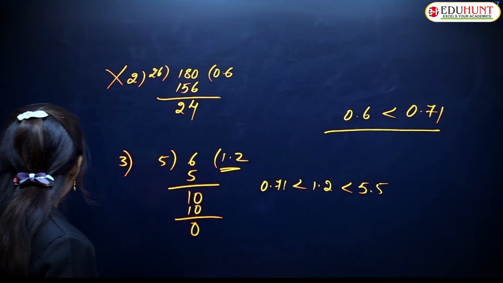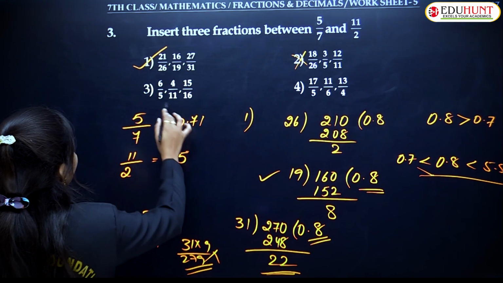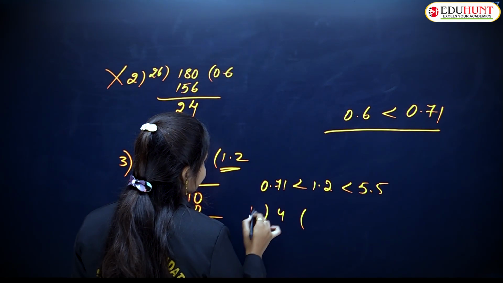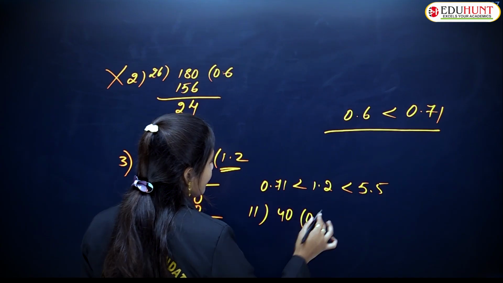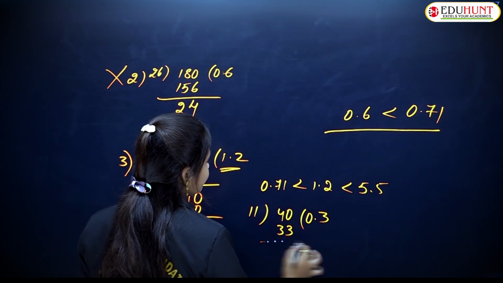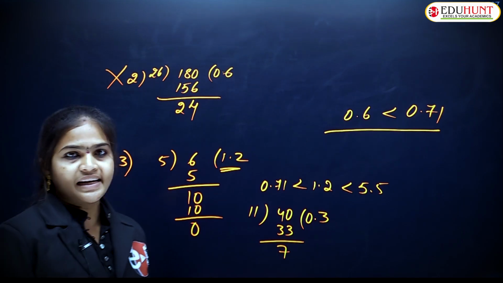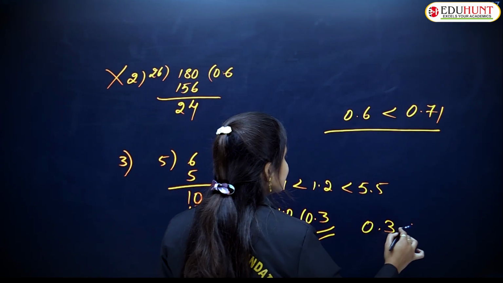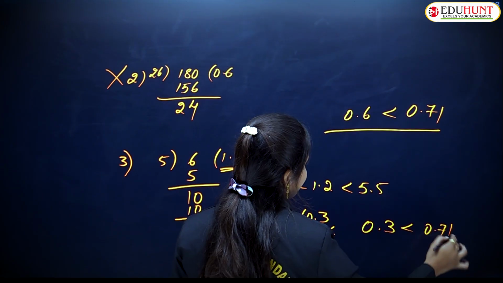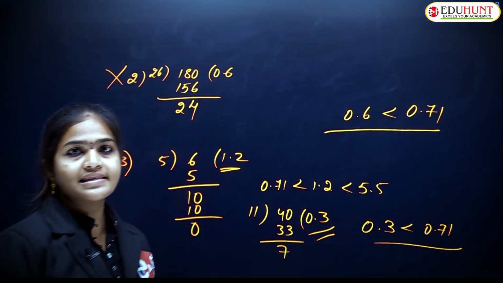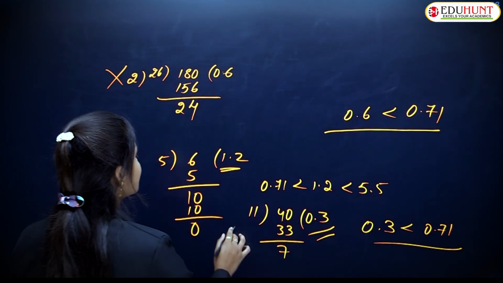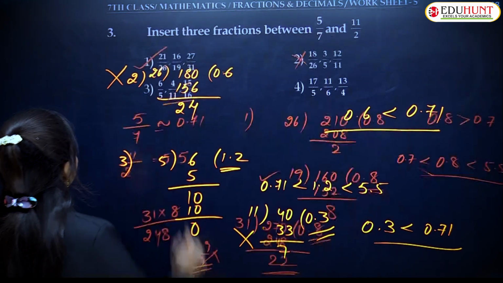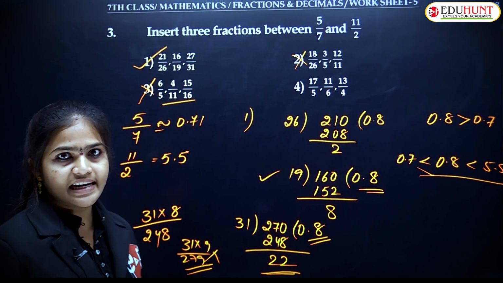Okay, but still another number is also there, no? Here 4 by 11, 15 by 16. So 4 by 11, 0, and here 0.3, 11 threes are 33. Okay, the remainder is 7. Whatever it may be, 0.3 is less than 0.71. That's why this is also not satisfying. Understood? So as per this, the third option is also not satisfying.